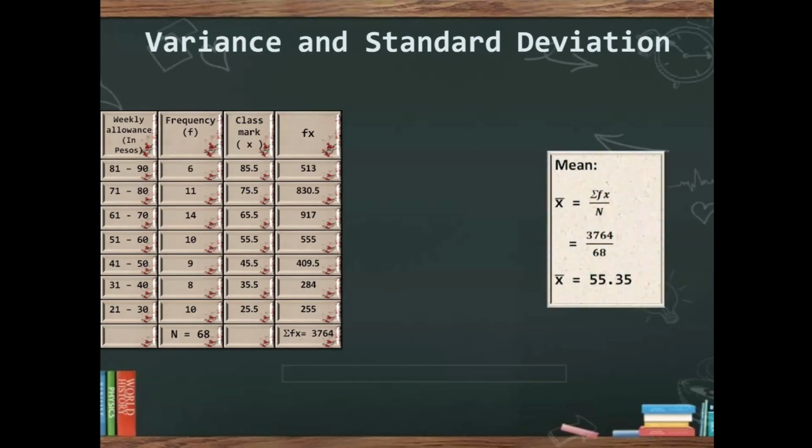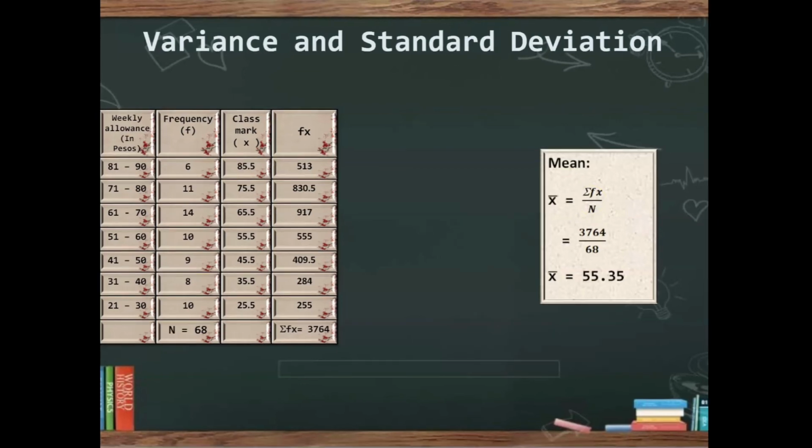Then proceed to the mean. Remember this formula: summation of fx over n. Ang total ng summation of fx natin ay 3,764 divided by 68 is equal to 55.35. Our mean is 55.35. Ba't kailangan mo na makuha ang mean? Kasi kailangan siya for the next column.